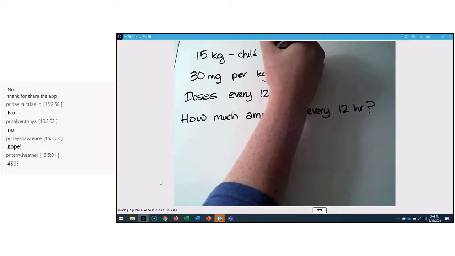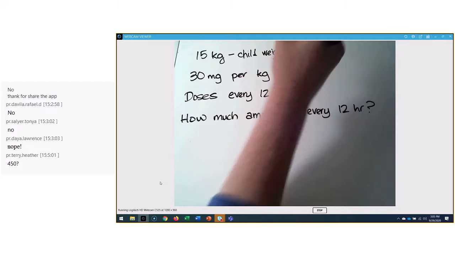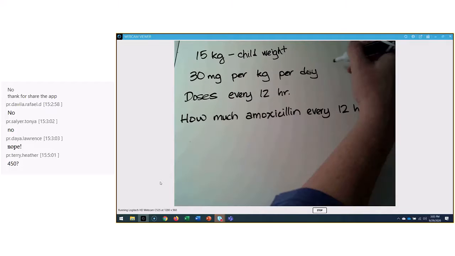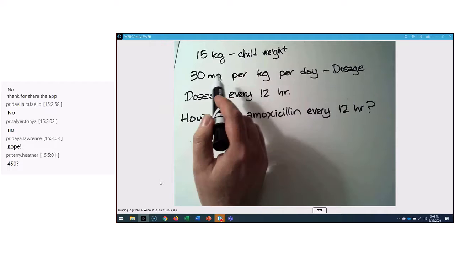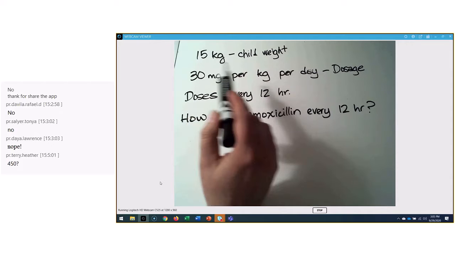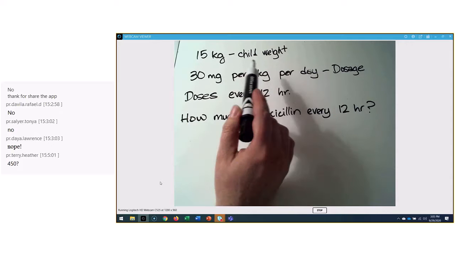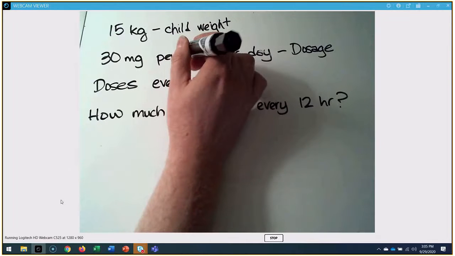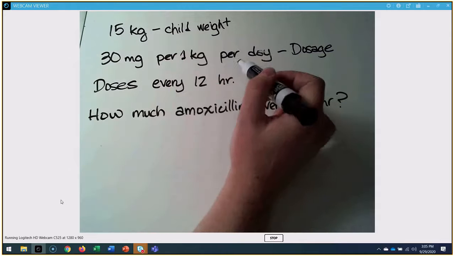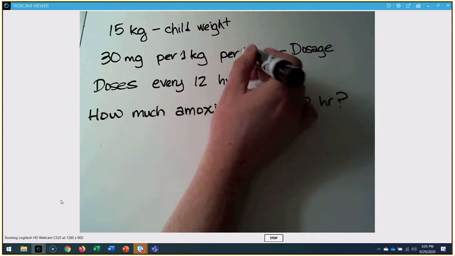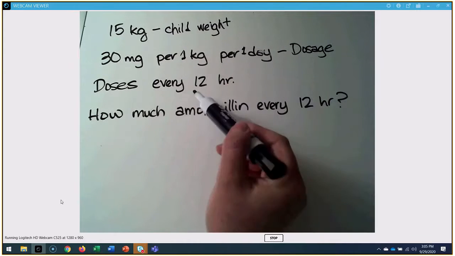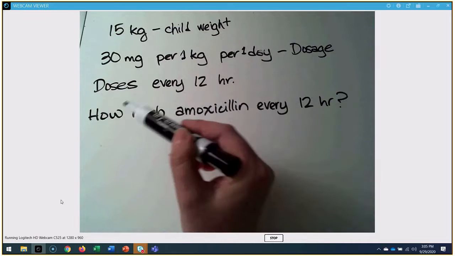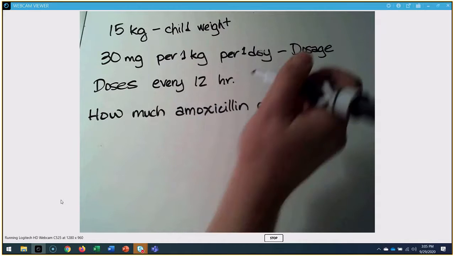I'll just add this in here. The dosage information is that we're supposed to administer 30 milligrams per kilogram, so that's per one, per day, per each day. And then the doses are given every 12 hours. If they're given every 12 hours, that means you have to give it 2 times a day.